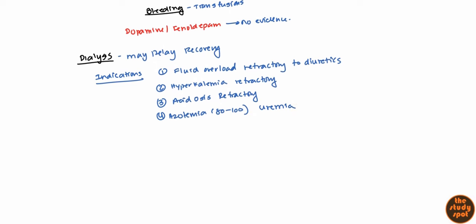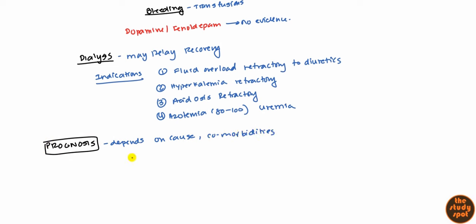So what is the prognosis? Prognosis depends on what is causing it, because there are tons of causes like we've already discussed earlier. It also depends on comorbidities, and people of older age tend to not do so well. So what can happen? Well, recovery. First, it is possible to recover completely. And people who do recover generally recover in 2 weeks.